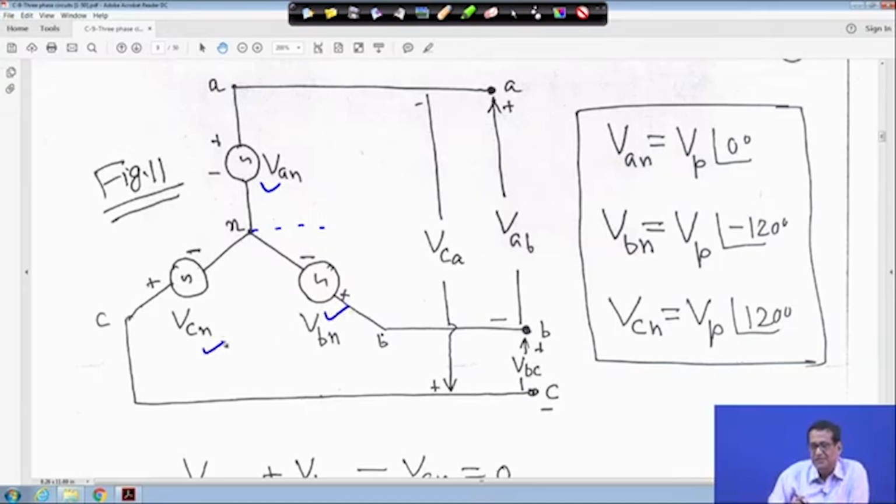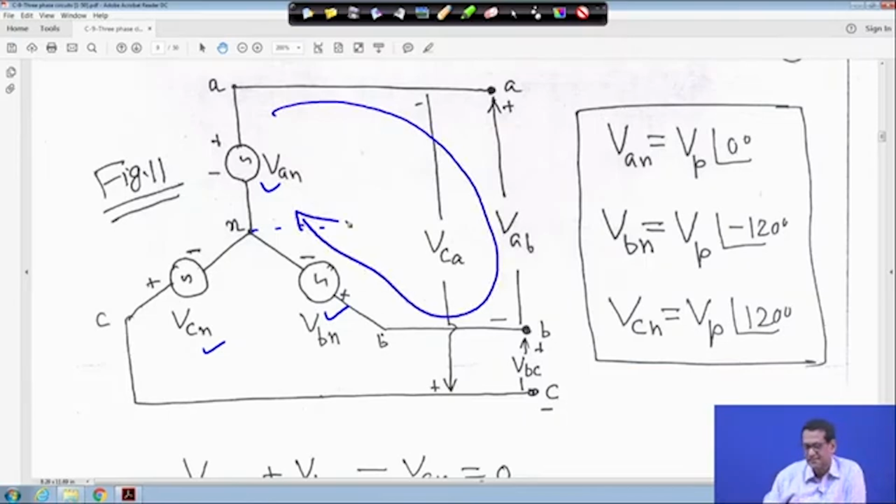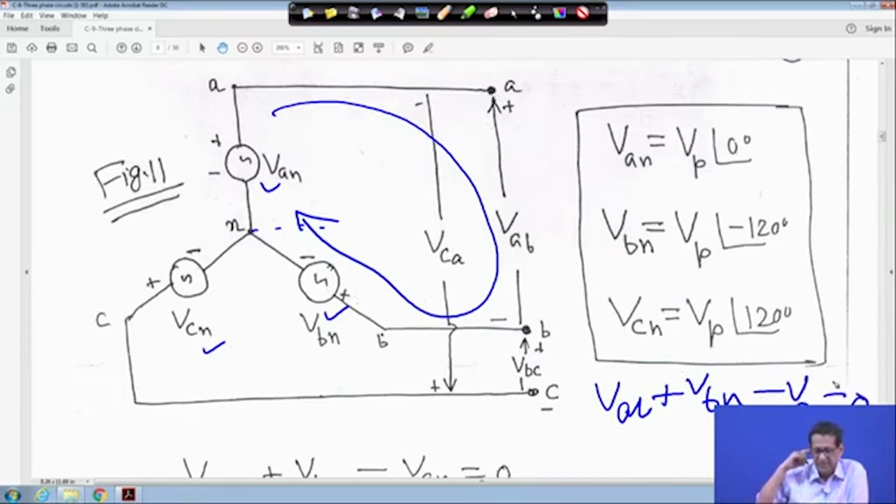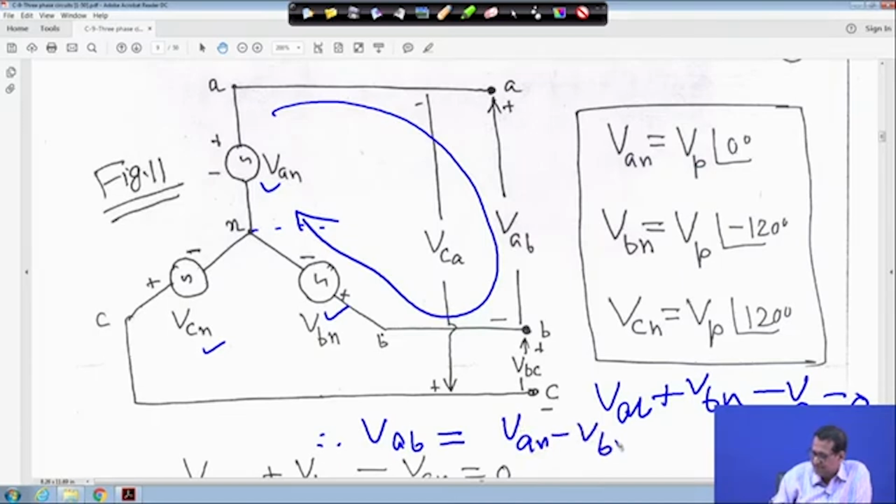Now if you apply KVL like this, in this mesh, it will be VAB, moving like this, plus is encountered first, right. Instantaneous polarity is marked: VAB plus VBN minus VAN is equal to 0, right. That means my VAB is equal to VAN minus VBN, right. That is, VAB is equal to VAN minus VBN.